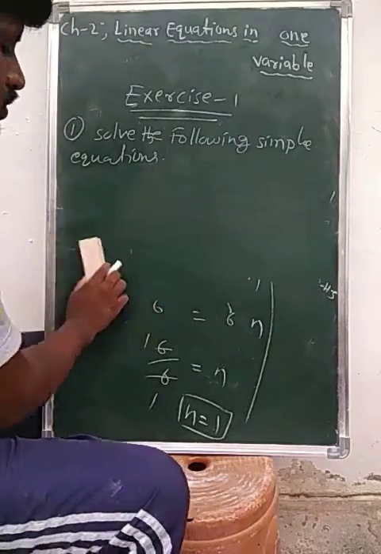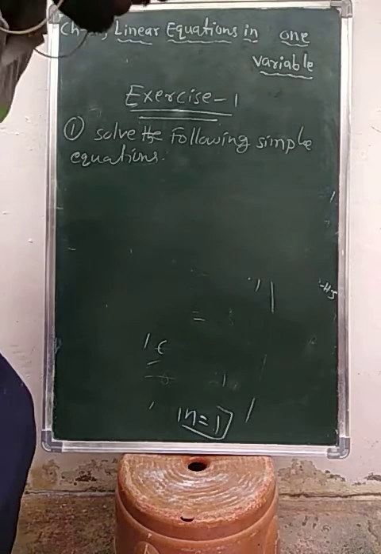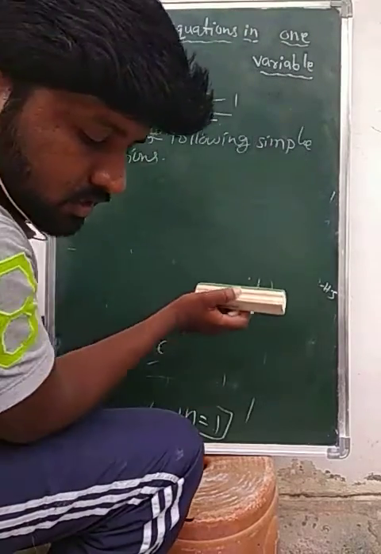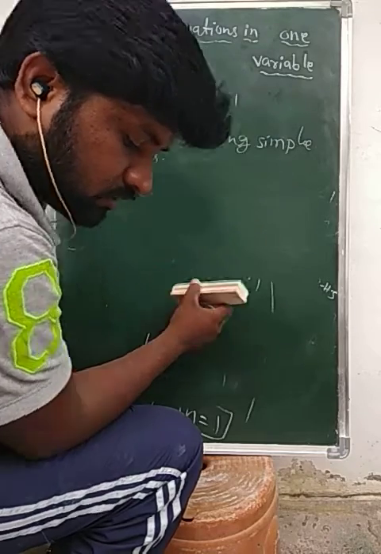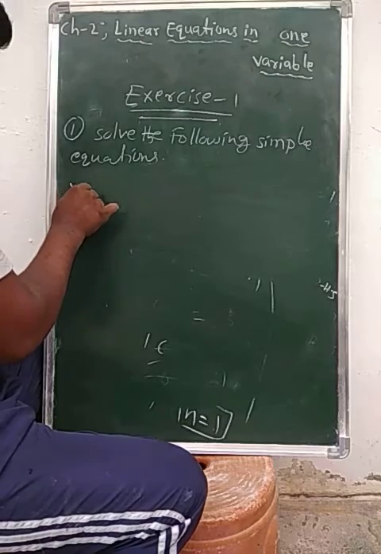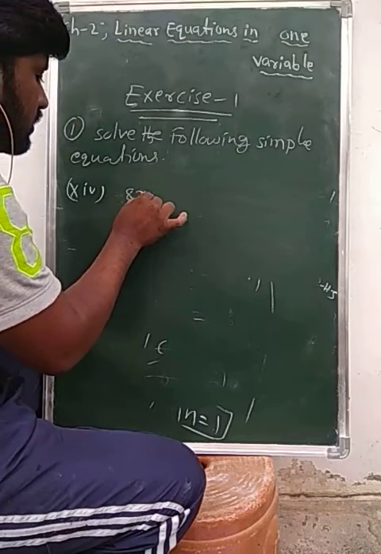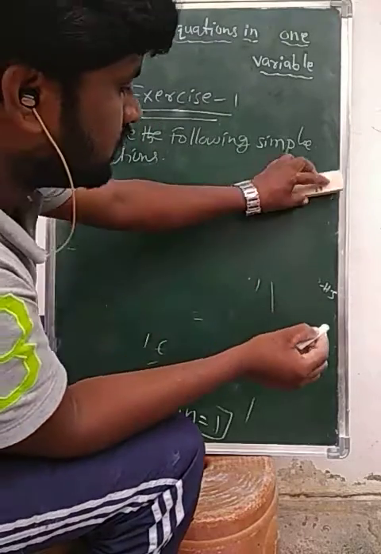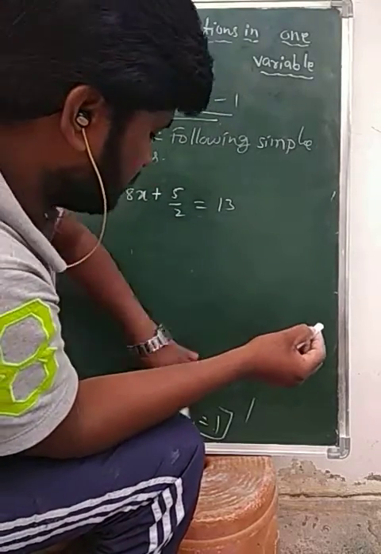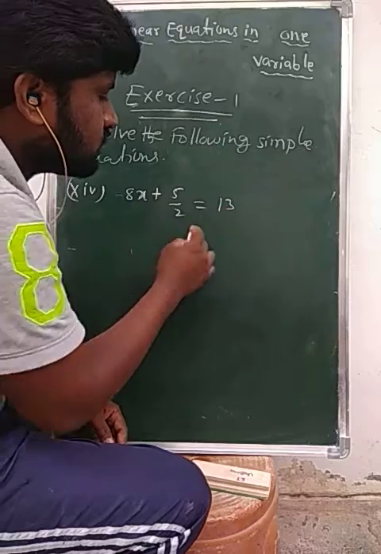Let us discuss more examples. Let us discuss another example, that is question number 14. Question number 14 is given. That is 8x plus 5 by 2 equals 13. What is the question? That is 8x plus 5 by 2 equals 13.